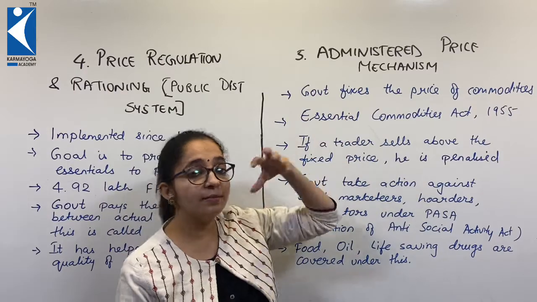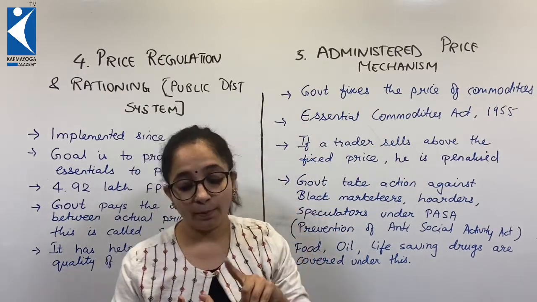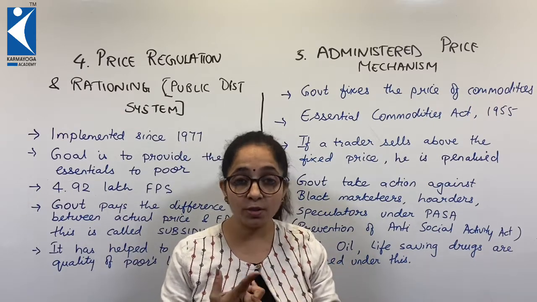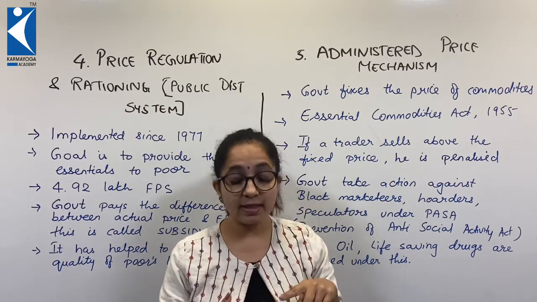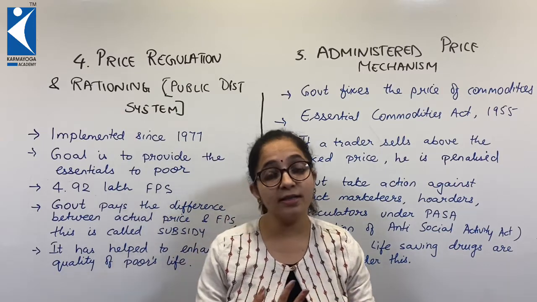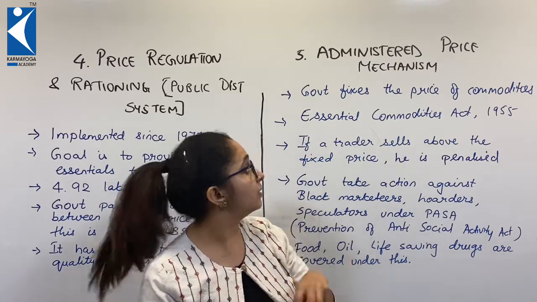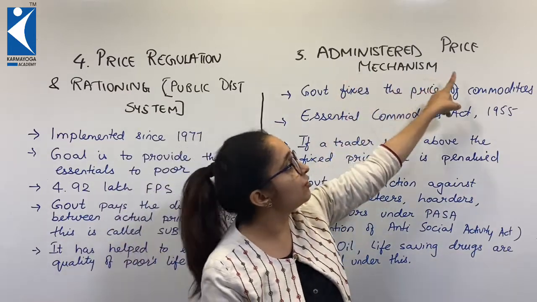But the mechanism is such that all the essential goods, like maybe milk, ghee, oil, vegetables, fruits, not necessarily fruits, actually grains, even edible oil, all these are considered as essential. Under this, the government fixes the price. As I said, there is an administration of price.